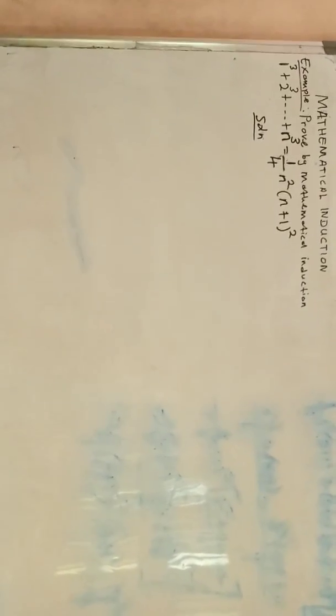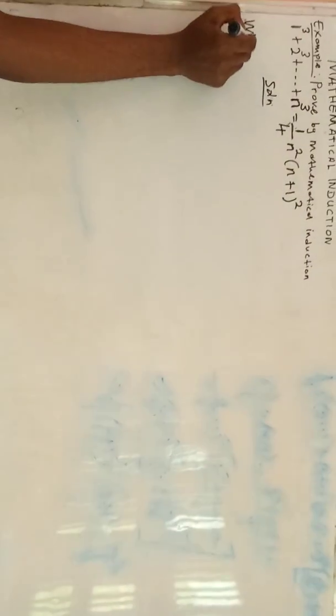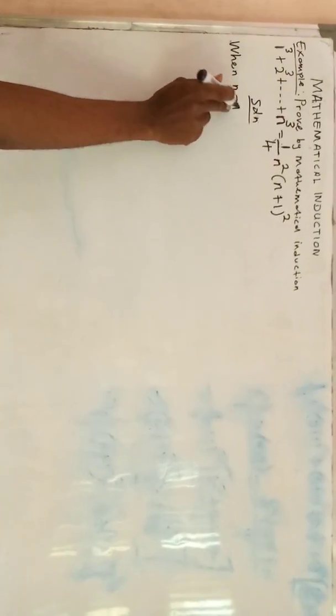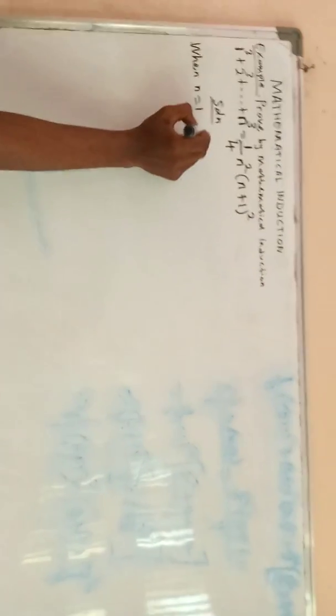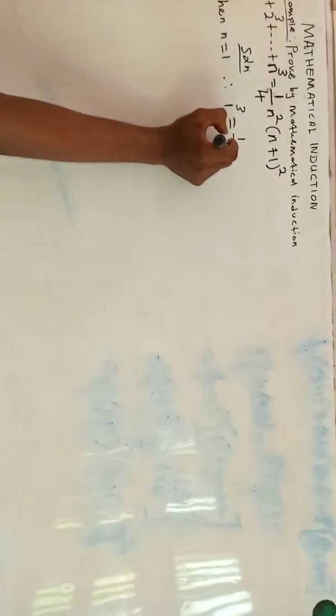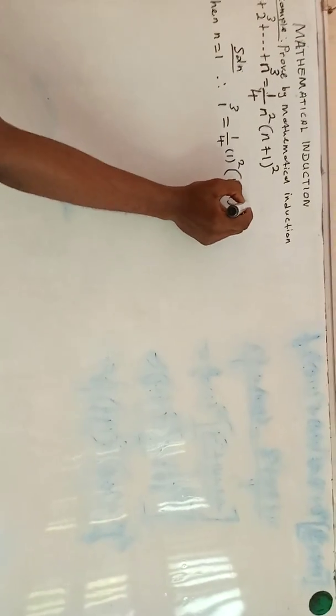Example. Prove by mathematical induction 1 cube plus 2 cube plus and so on plus n cubes equals this. To solve this, we start with the first step, verification. When n is equal to 1, you substitute 1 in this equation. Therefore, we have 1 cube is equal to 1 over 4, 1 square bracket 1 plus 1 square.